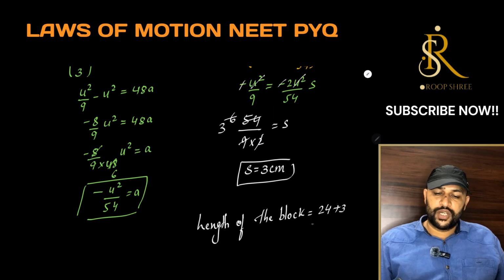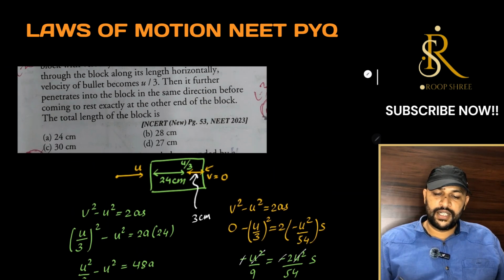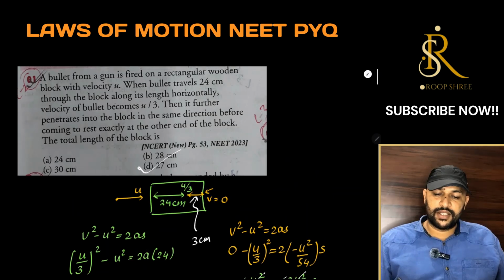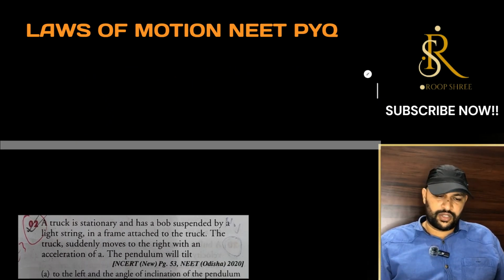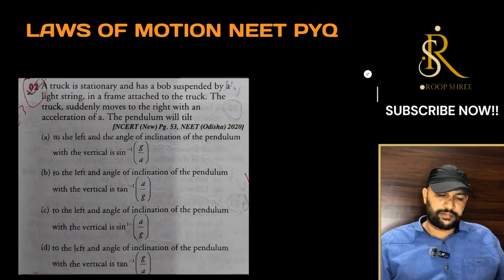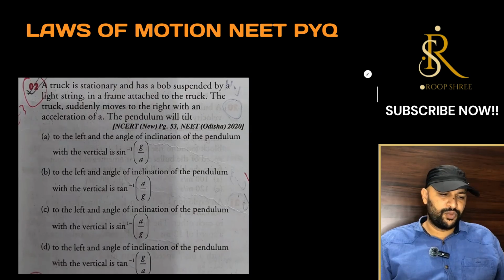how much? 24 plus 3, which is 27 centimeter is the length of the block. Let's see if there is any option. Yes, option D is the correct answer. I hope you are clear with it. Otherwise, just rewatch this part so that you will understand it. Great. Let's move to our next question.